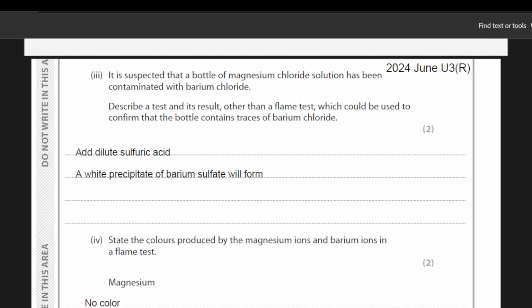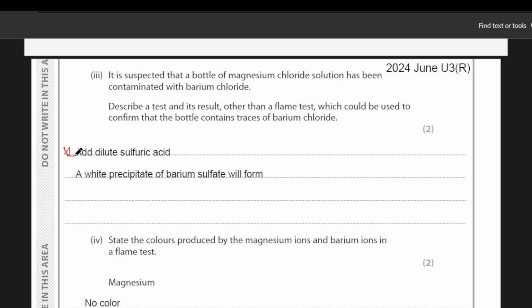The first question says, it is suspected that a bottle of magnesium chloride solution has been contaminated with barium chloride. Describe a test and its result other than a flame test, which could be used to confirm that the bottle contains traces of barium chloride. Now we know that if you want to test, other than a flame test, they're telling you to test the presence of the sulfate ion here.